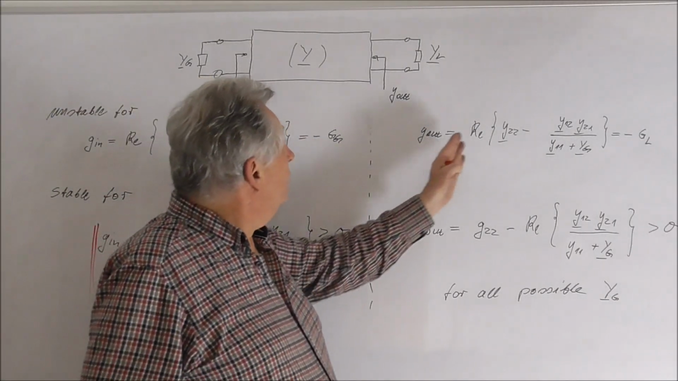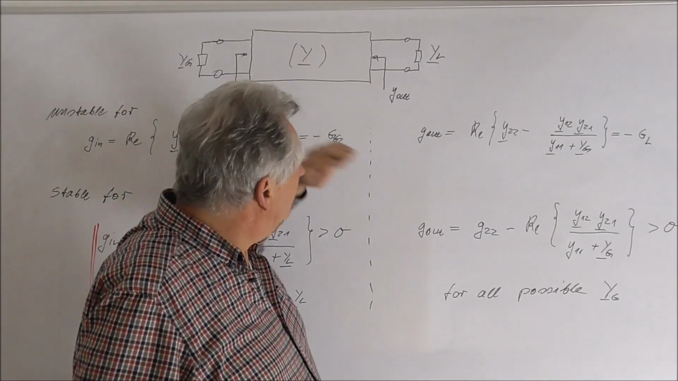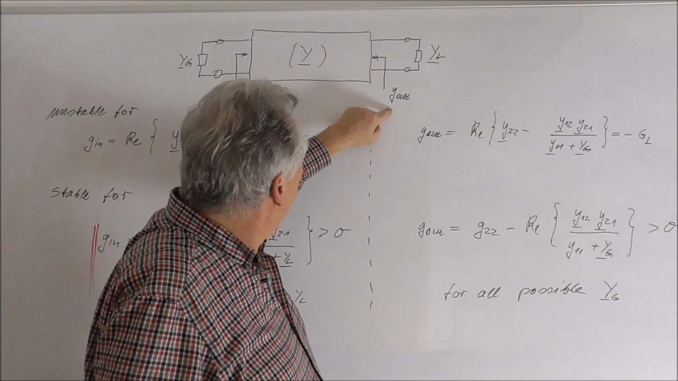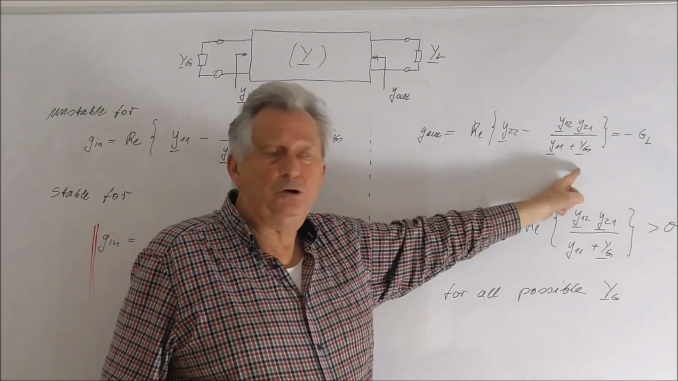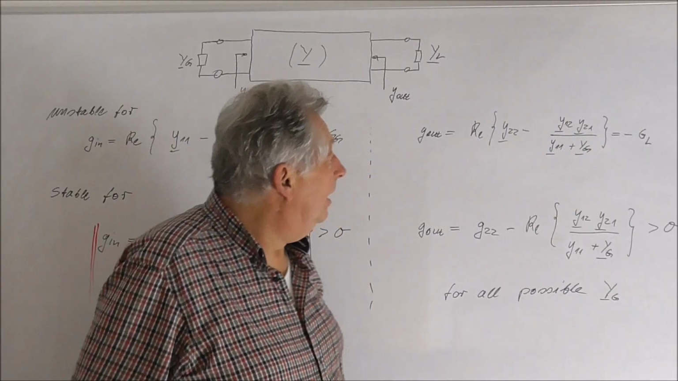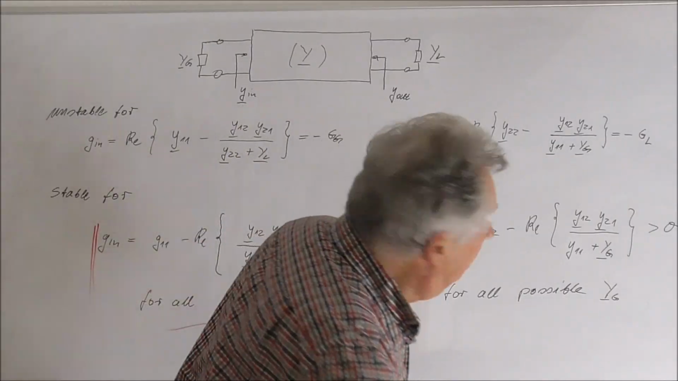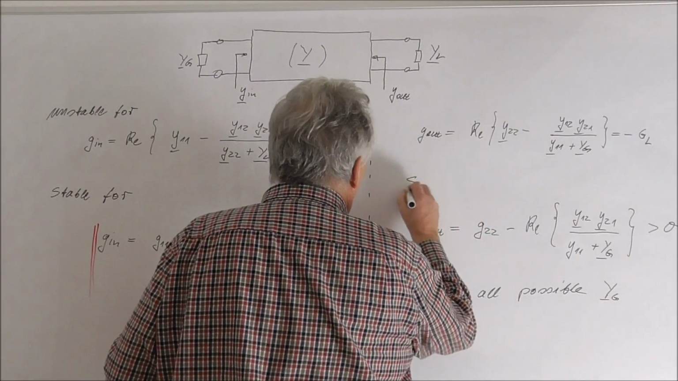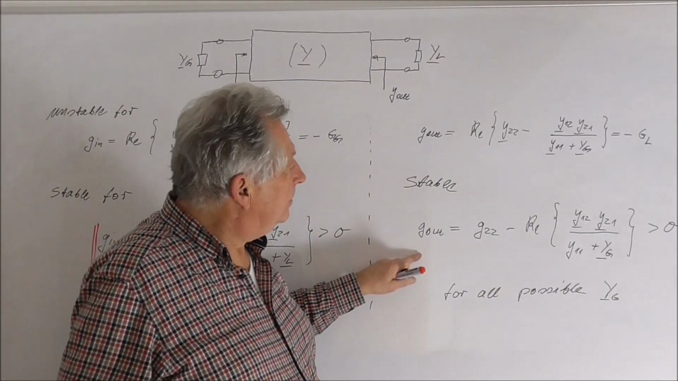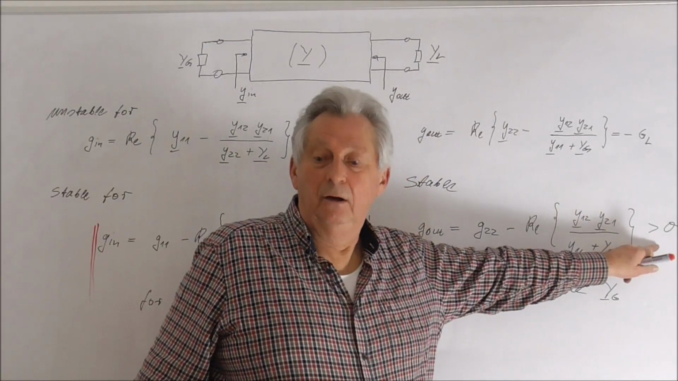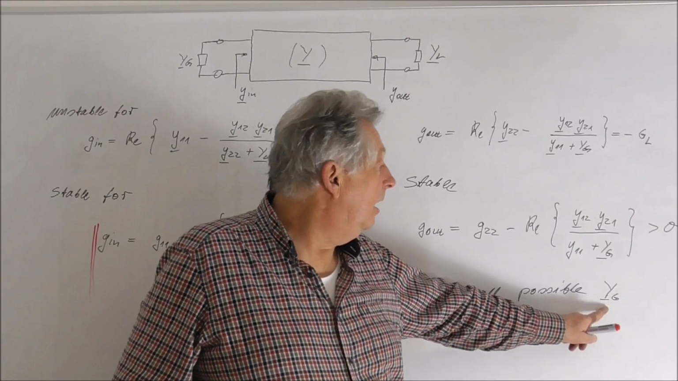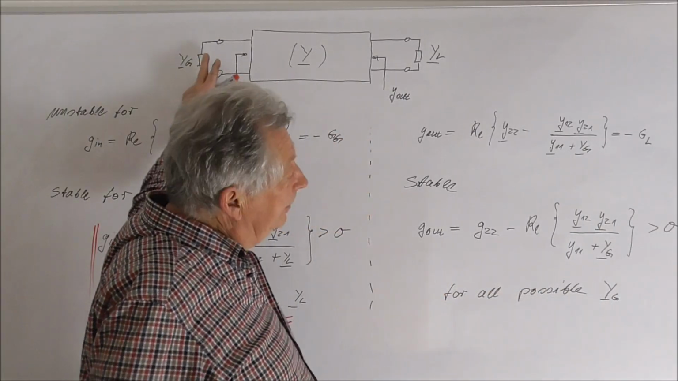And the same considerations apply to the output. We have here the output admittance, and of course the output admittance will now be a function of the generator admittance. And as long as it is negative, then it's unstable. But it will be stable if the output admittance is always positive, independent of which generator admittance I have at the input.